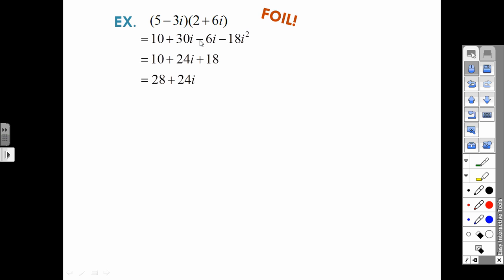So you can combine these together easily, but negative 18i squared is the same as positive 18. And now we can combine these together to get 28 plus 4i. So when you multiply two complex numbers together, you should get another complex number.